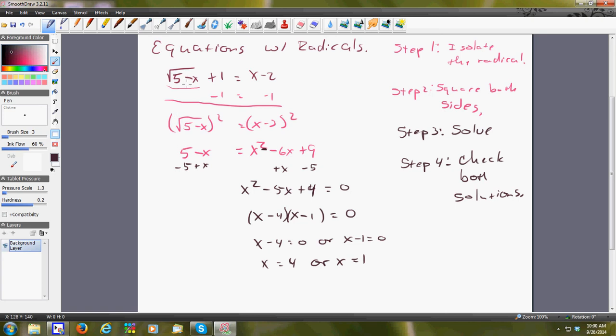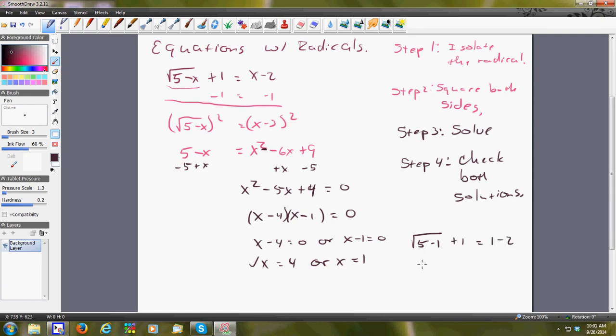5 minus 4 is 1, square root of 1 is 1, plus 1 is 2, 4 minus 2 is 2. So the 4 checks. 5 minus 1 is 4, square root of 4 is 2, 2 plus 1 is 3. Oh, wait a second. Whoa, wait a second. 5 minus 1. I'm going to write that again. And here we go. We might actually have a solution that does not work.